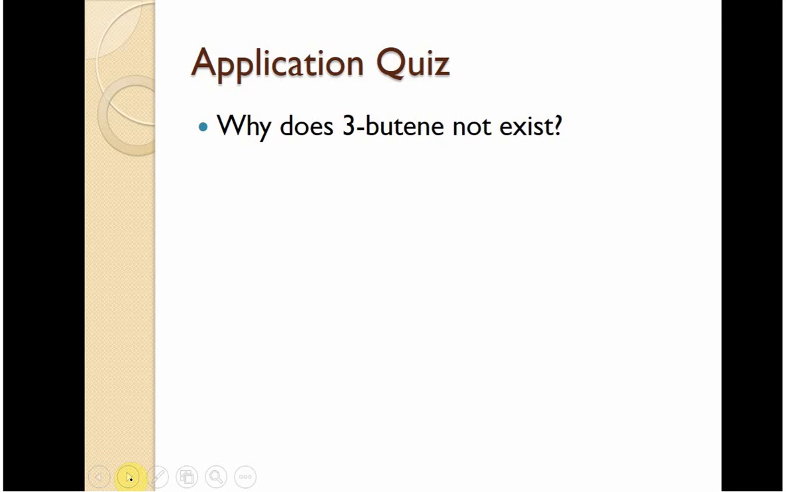So why does 3-butene not exist? Go ahead and pause and think about it. This molecule is not 3-butene. It's actually 1-butene. 1, 2, 3, 4. It's on the 1. You don't count from this side. You count from this side. That's going to make it the lowest combination. Okay? So this is really 1-butene.